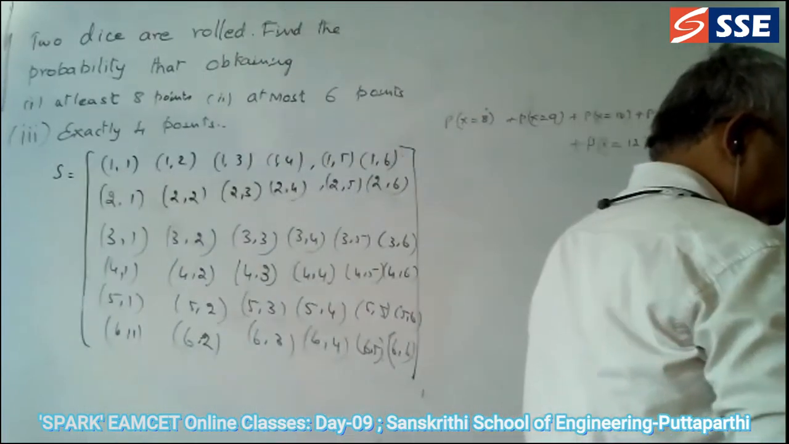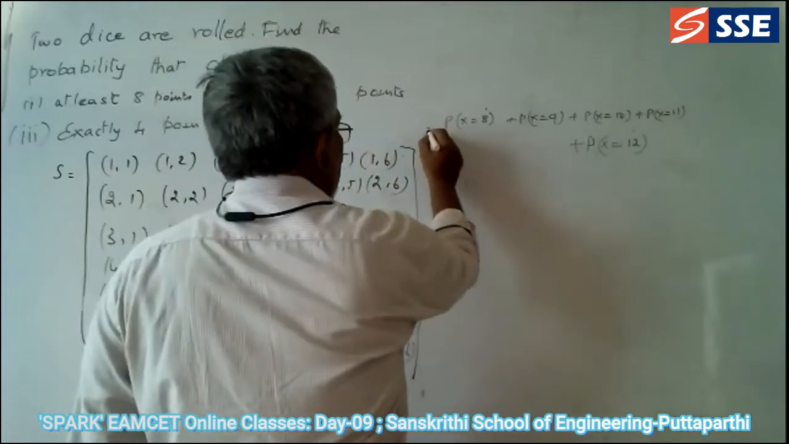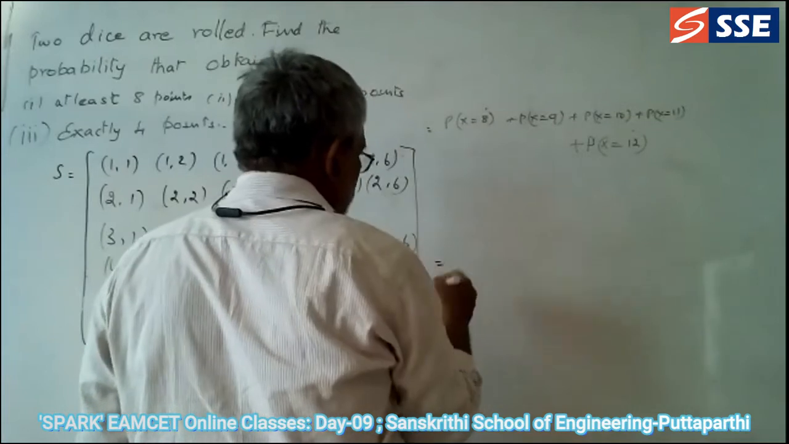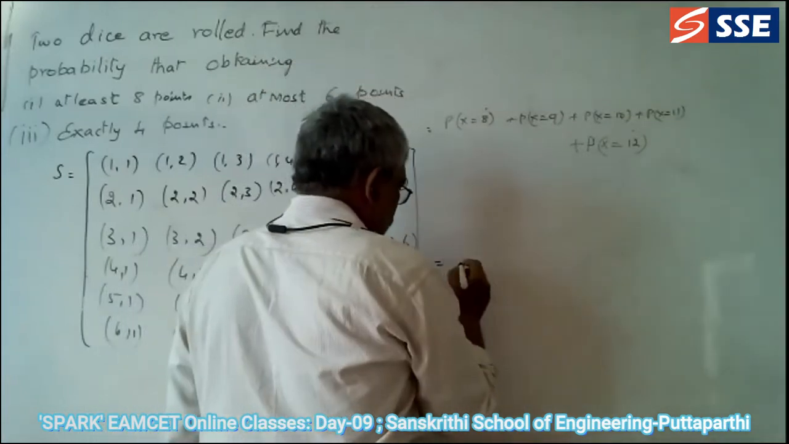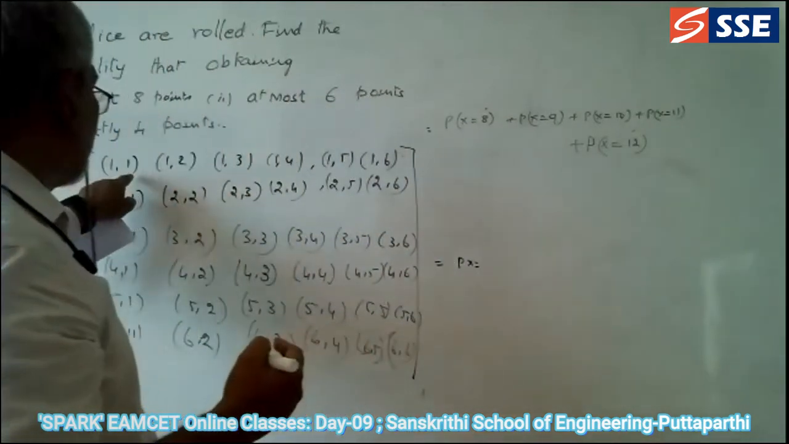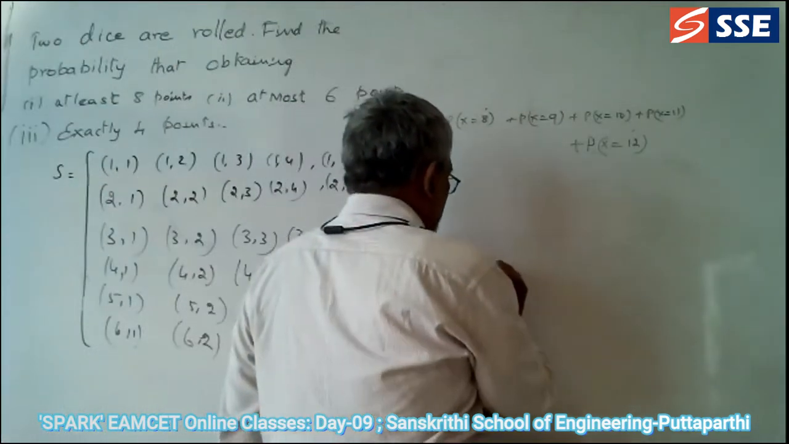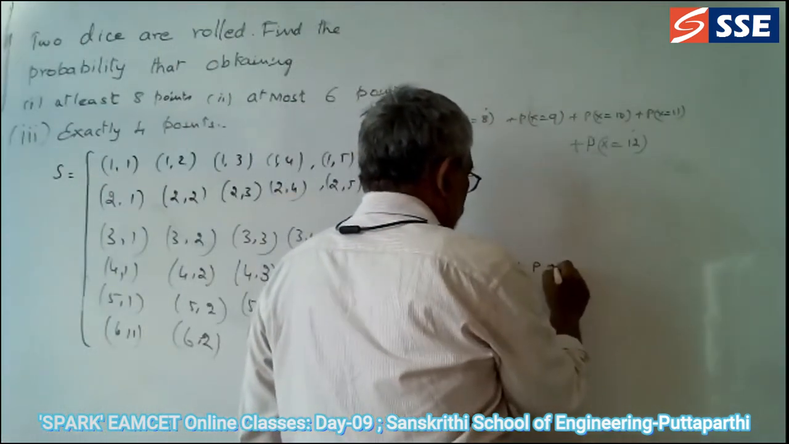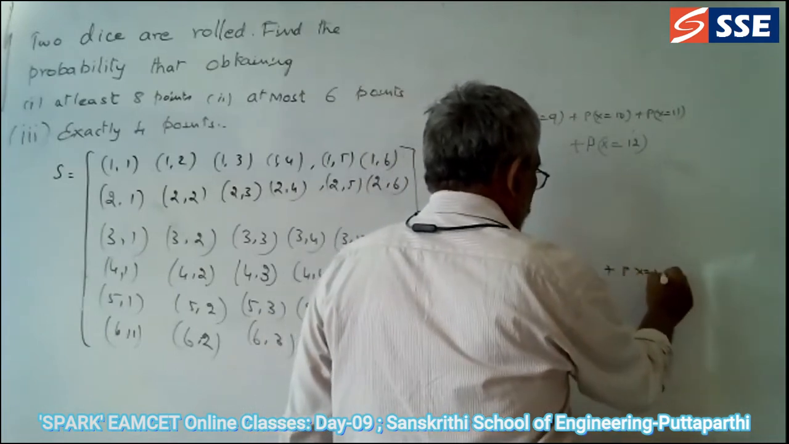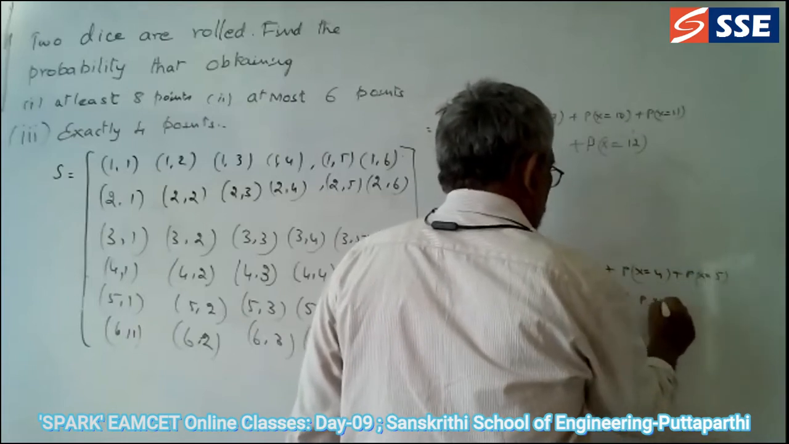So at least 8 means this one. At most 6 means up to 6. So we can put P of x equals, starting not from x equal to 1, it is x equal to 2 that is coming. So P of x equals 2 plus P of x equals 3 plus P of x equals 4 plus P of x equals 5 plus P of x equals 6.